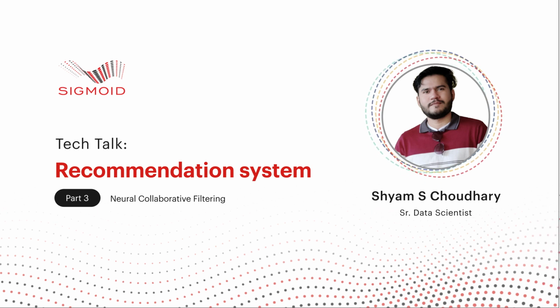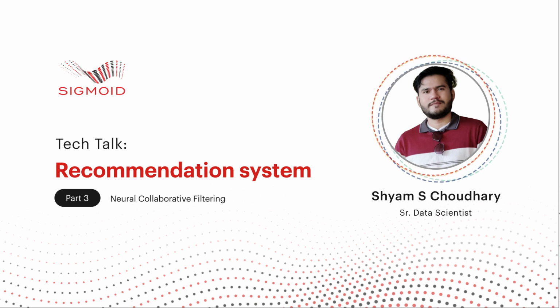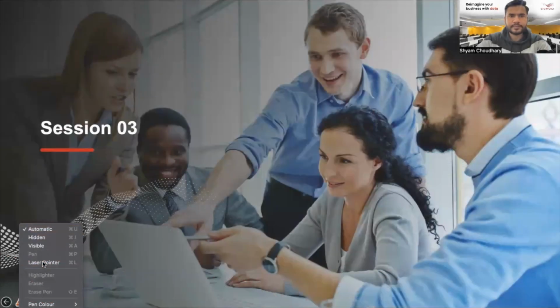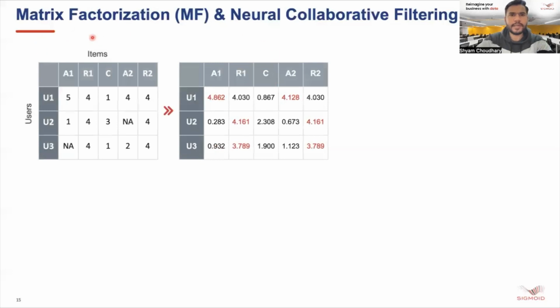In this session, we are going to talk about neural collaborative filtering and its architecture. Okay. So let's start with the introduction. In the last session, we discussed matrix factorization and how it is used in recommendation systems. What we do in matrix factorization is decompose the user item matrix into lower dimensions, and the goal is to find the latent factors or hidden patterns present in the user and item interaction. But there are some limitations there.